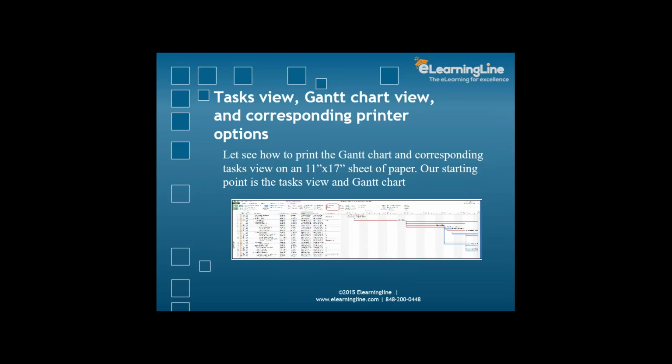Now there are two views. On the left hand side, what we see is a task view. On the right hand side, what we see is a Gantt chart view. Now we are talking about the printing option. So let's understand how the print option for the Gantt chart and the corresponding task view works, so we can see it on the 11 by 17 sheet of paper. That's our regular sheet that we use for our letter printing and all.